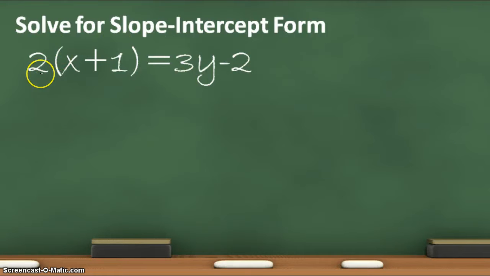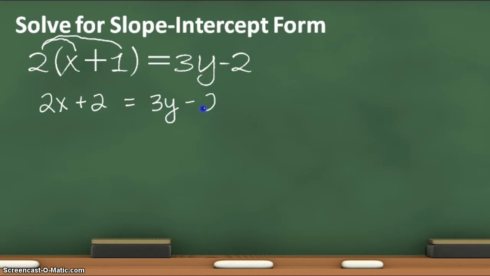Okay, so this one gets a little more involved because our y is on the wrong side. We have some parentheses, but we're still going to basically just solve for y. So I'm going to start by distributing this 2. And if I do that, I get 2x plus 2 equals, nothing happened over here, 3y minus 2.